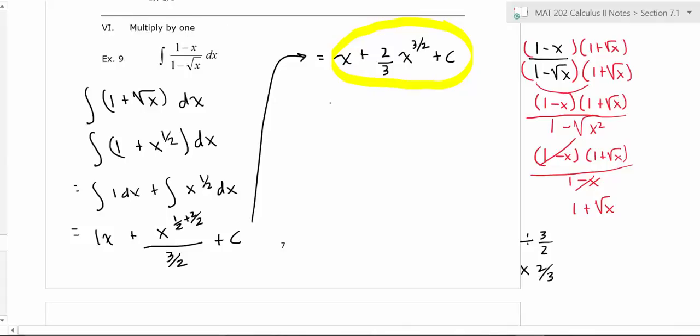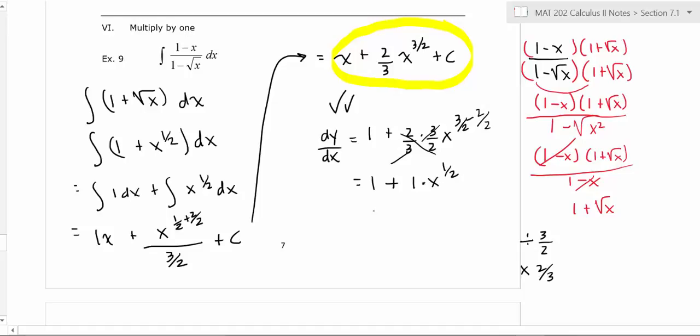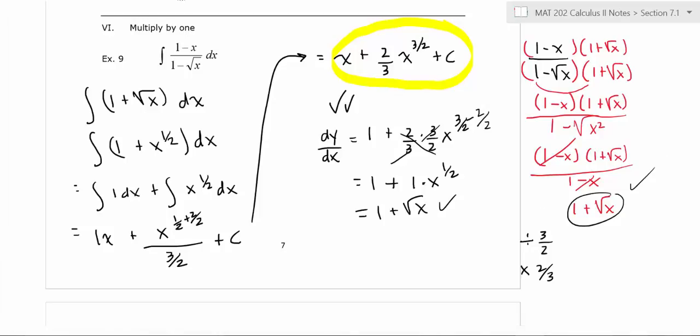Now, if you wanted to, checking this is pretty simple to do. If you did the derivative of the answer, the derivative of x is 1. The derivative of this next term, you'd write down the constant 2/3, power rule, so that would be 3/2 x, and then subtract 1 from that exponent. So you're going to have 1 plus, and notice that goes to 1, 1 times x to the 1/2. So that's 1 plus square root of x, and that's what we had there. So that one checks out. So we have our official answer to the problem right here.